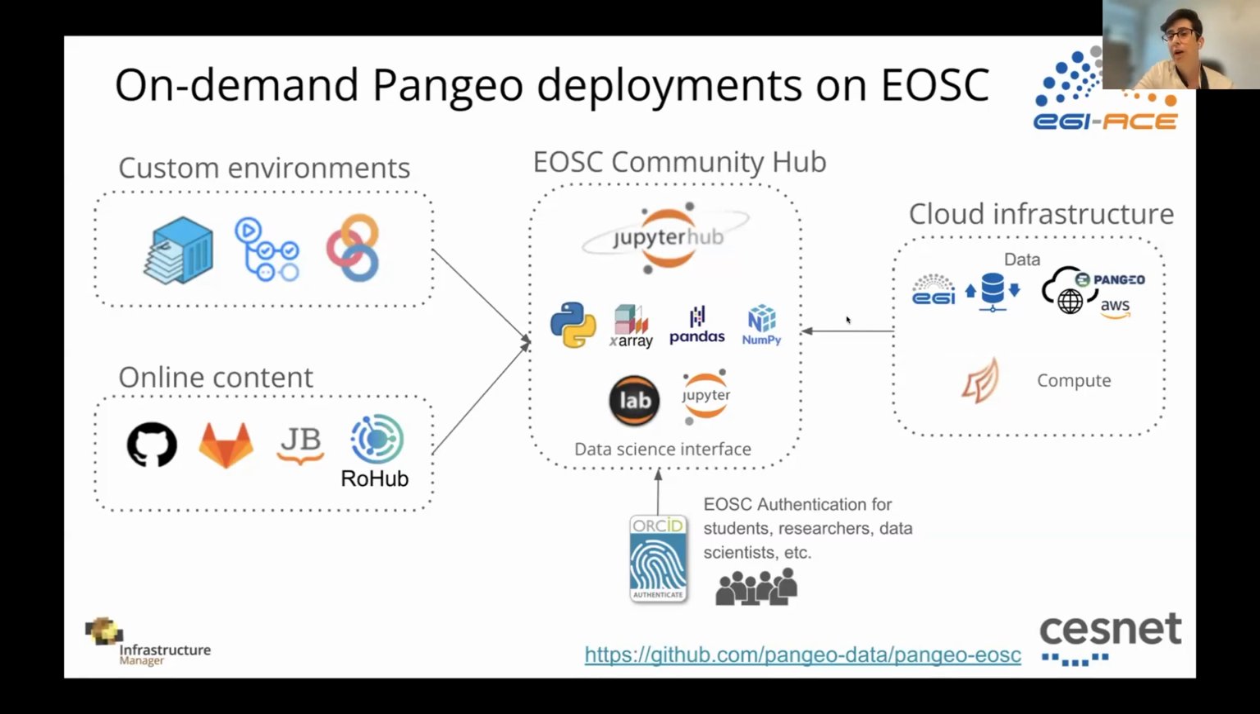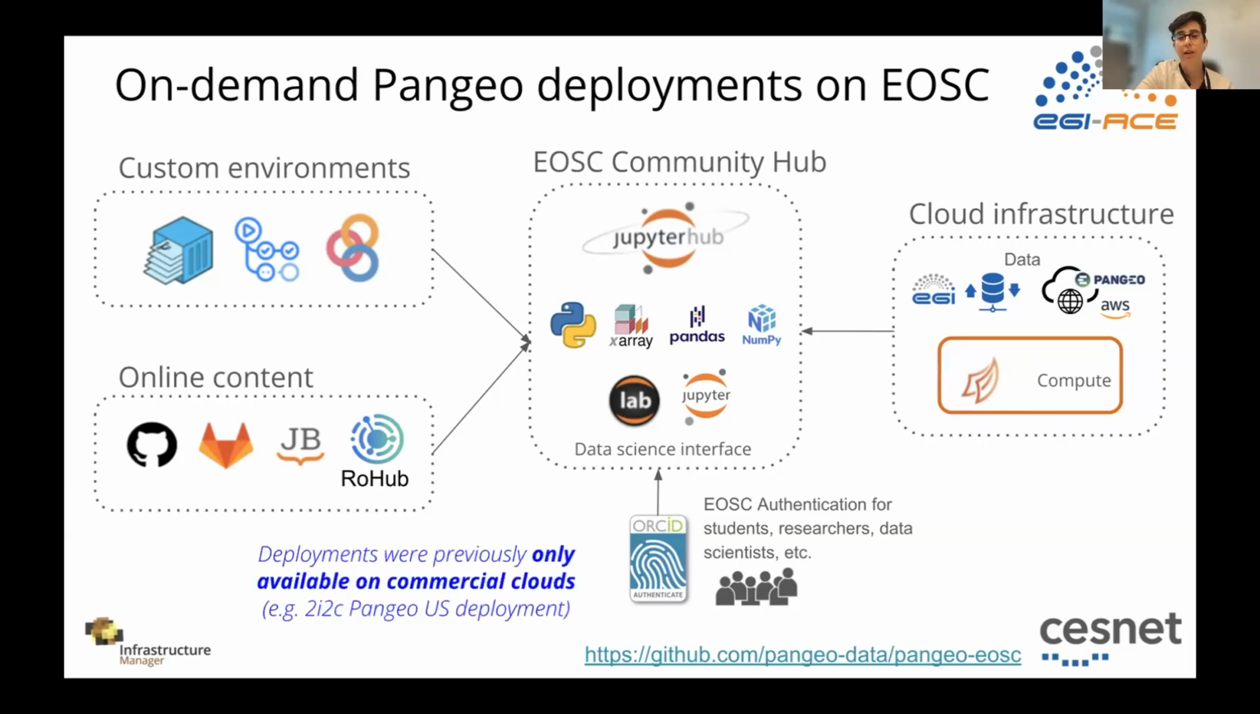And very important, on the right-hand side, is to be able to leverage different types of infrastructure. And what was very new for us in EGI-ACE is to have this Dask compute aspect, to be able to parallelize data analysis with the Dask cluster. And this is something that was really new, because all the deployments with this Dask compute were only available on commercial clouds or mostly on US deployments, for instance, with 2i2c for the PanGeo community.